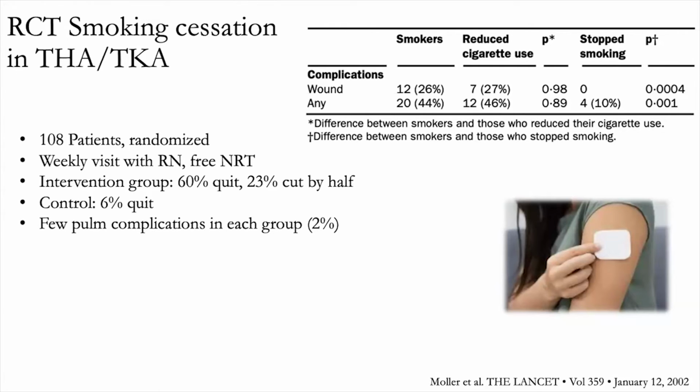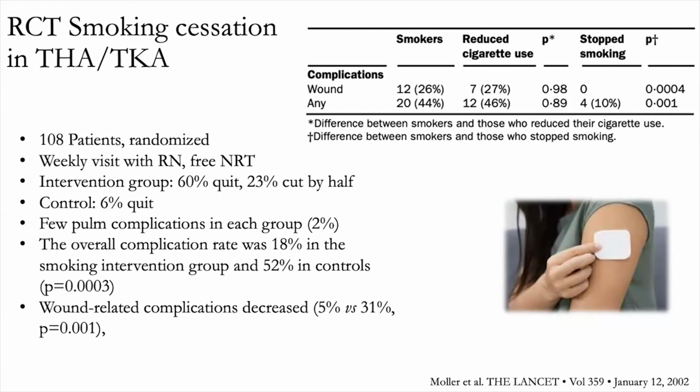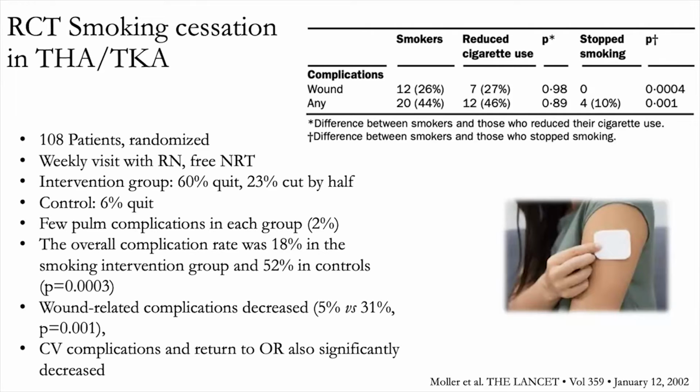There were really few pulmonary complications on each side for an elective joint surgery. And the overall complication rate was actually only 18% in those who had the intervention and 52% in the controls, which of course was a significant reduction in complications. And wound-related complications likewise decreased significantly, as well as bad cardiovascular outcomes and return to OR.